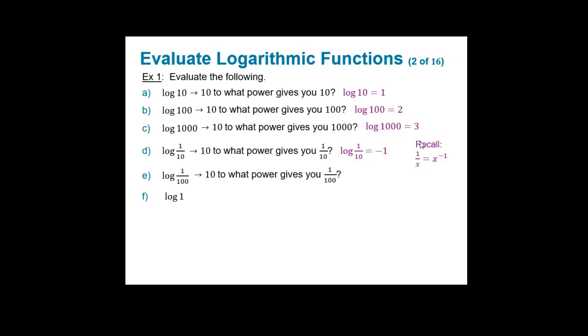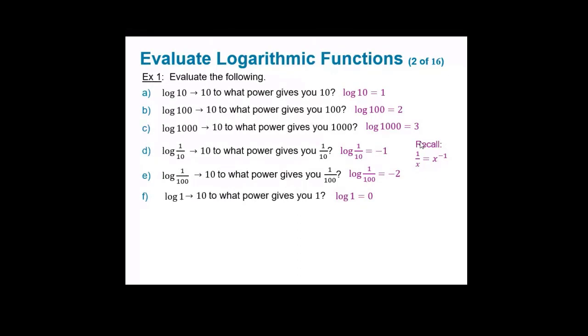So when we think about E, the log of 1 over 100 means 10 to what power gives you 1 over 100? So 10 squared is 100, but to make it go into that denominator, we have to make the exponent negative. So log of 1 over 100 equals negative 2. What about log of 1? 10 to what power gives you 1? So anything raised to the 0 power just gives 1. So the log of 1 is going to be 0.